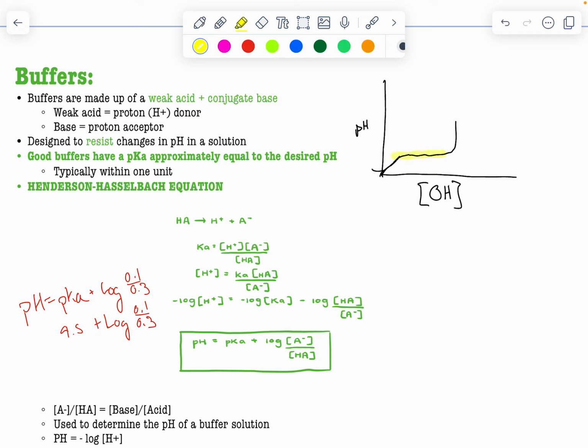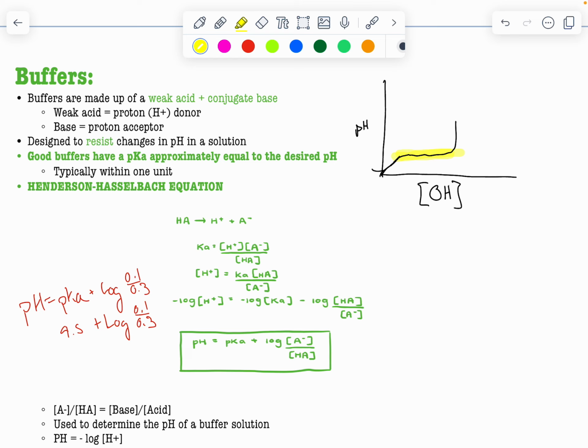But this flat line right here represents a buffer at work, because you are consistently adding base to the solution, but that buffer is trying its hardest to resist a pH change. So within that specific range, you can add a decent amount of base and it's not going to have a huge effect on the pH of the solution until you reach the breaking point of that buffer. And once you add enough base to overpower that buffer, of course, it's going to start rising in pH because it's becoming more basic with the more base you add. But the overall concept for buffers is resistance to pH change, and it's usually going to flatline when you look at a pH versus base chart right there.